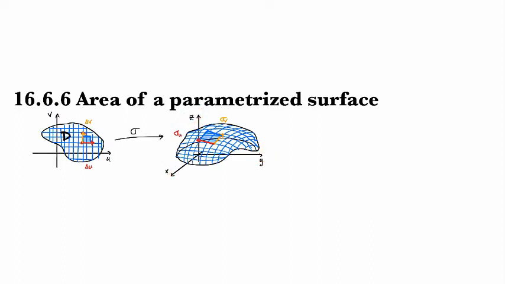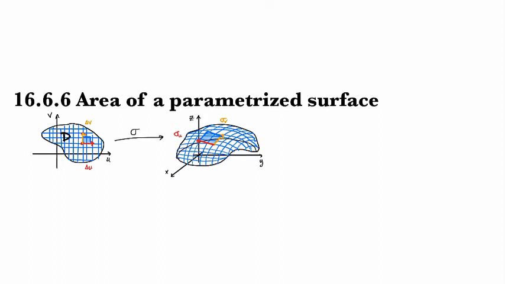If I look at what's going on with a little patch right here, this is a little rectangle in the UV plane with side lengths of delta U and delta V. How is that distorted under the mapping, the parametrization? Well, there's going to be some change in area. So we have some parallelogram over here, and the vectors that are spanning its sides are going to be the partials with respect to U and V.